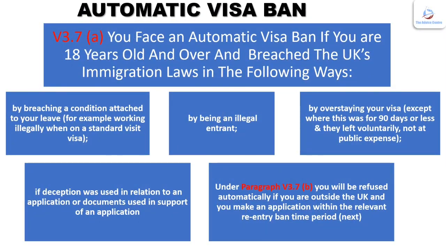An automatic visa ban applies if you are 18 years old and over, and breached the UK's immigration laws in the following ways: by overstaying your visa, except where this was for 90 days or less and you left voluntarily, not at public expense; by breaching a condition attached to your leave, for example working illegally when on a standard visit visa; by being an illegal entrant; or if deception was used in relation to an application or documents used in support of an application. Under paragraph V3.7b, you will be refused automatically if you are outside the UK and you make an application within the relevant re-entry ban time period.